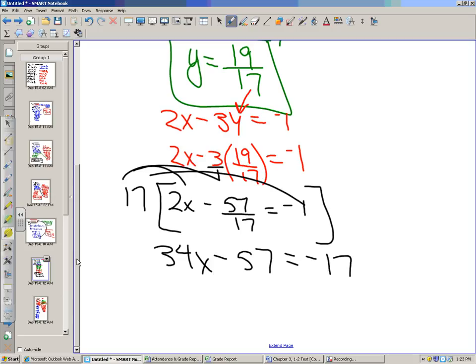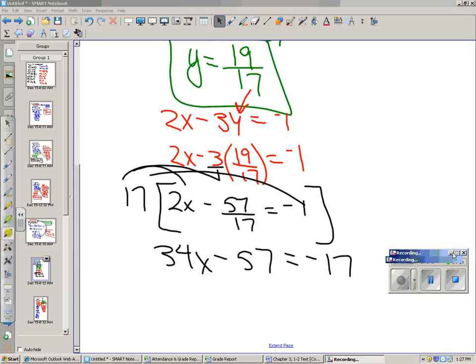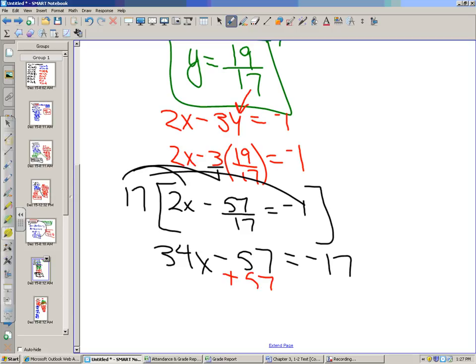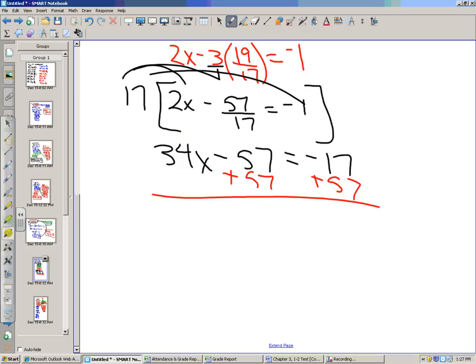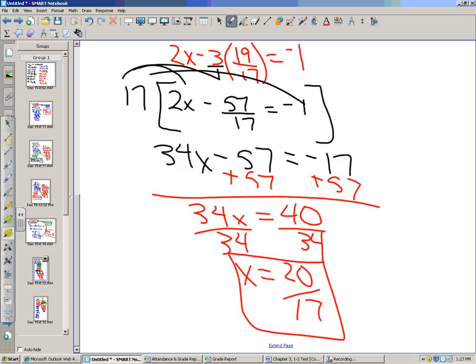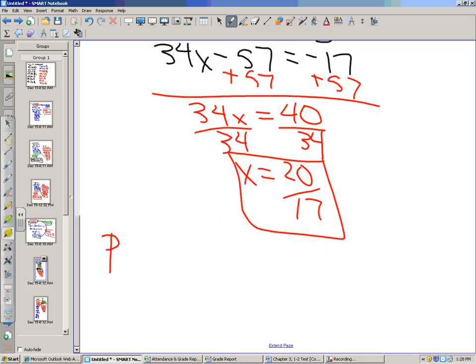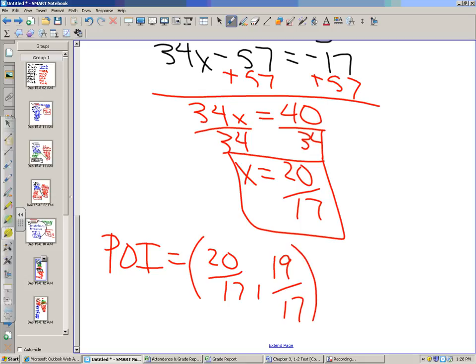Yes? Solve it for x. Whenever you add 57, you get 34x is equal to 40. Divide by 34, and x is going to be equal to 20 over 17. How did we get 20 over 17? You had to reduce it, right? They're both even. So now we have x and we have y, so what's my POI? Do we get it, yes or no? We good? Okay, that's number 37.